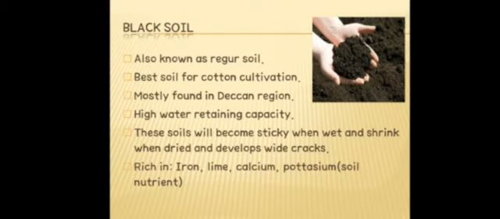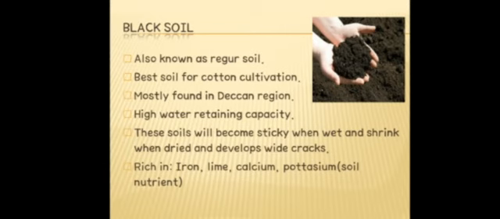It is mostly found in the Deccan region, the Deccan Plateau region. This soil is formed by igneous rocks basically, and an important feature of this soil is its high water retaining capacity. This soil has high water retaining capacity, means it can retain moisture for quite a long time. That is an important characteristic of this soil. Next, this soil is rich in soil nutrients. Which nutrients? Calcium, carbonate, magnesium, potash and lime. These are important nutrients. Now there is one problem with this soil.